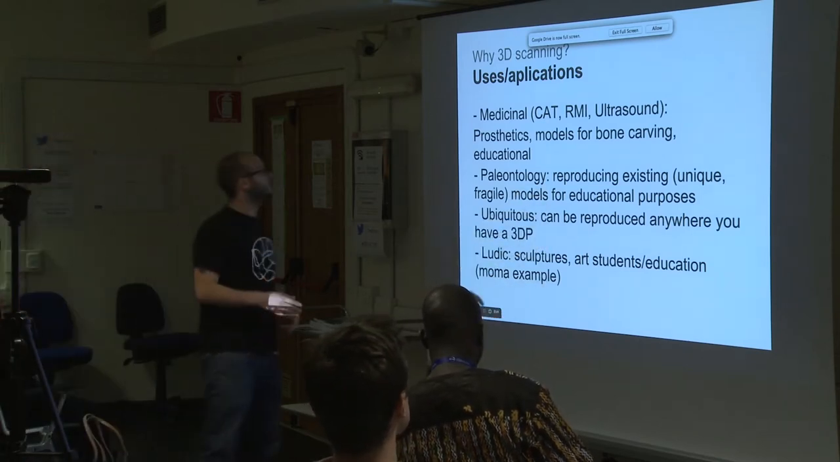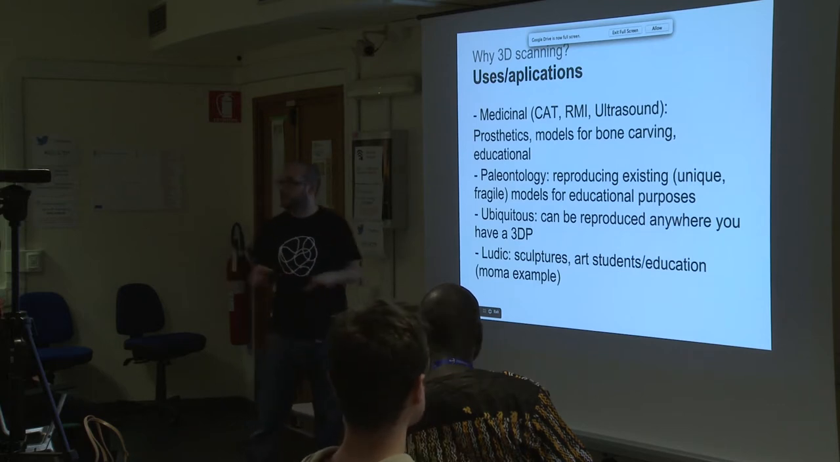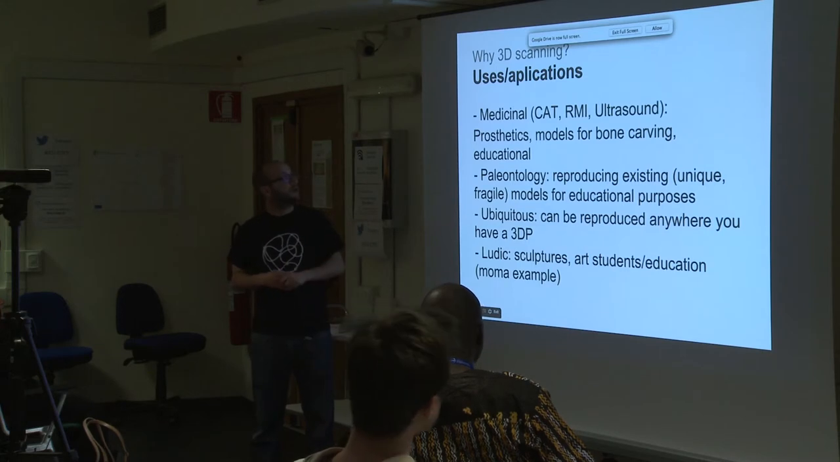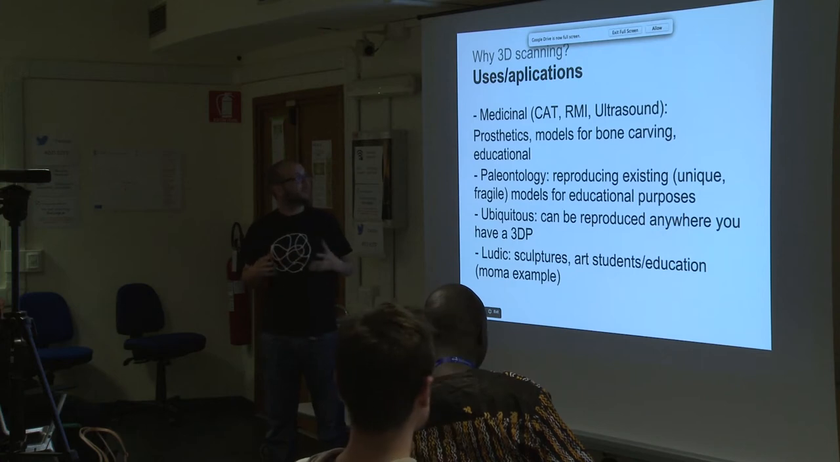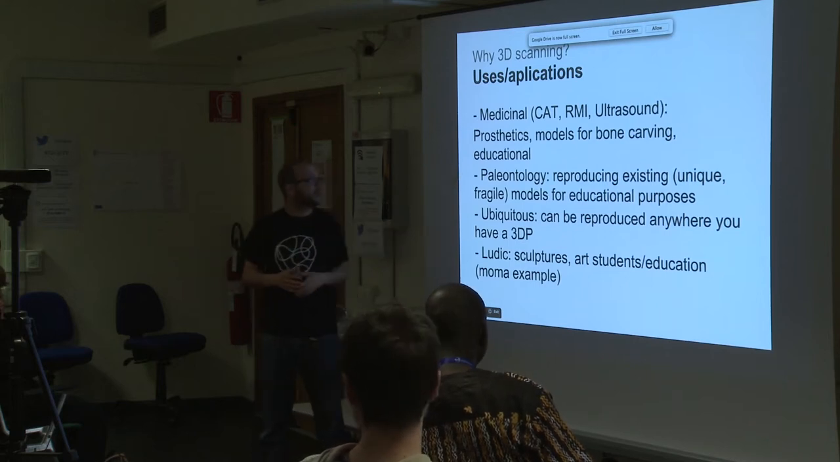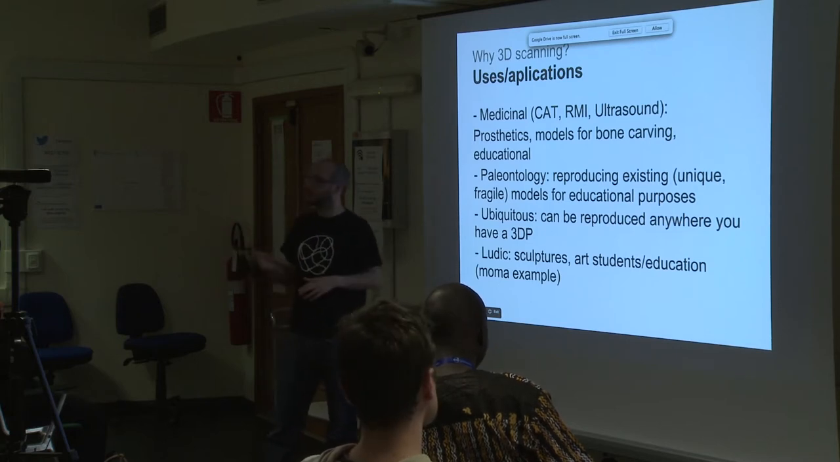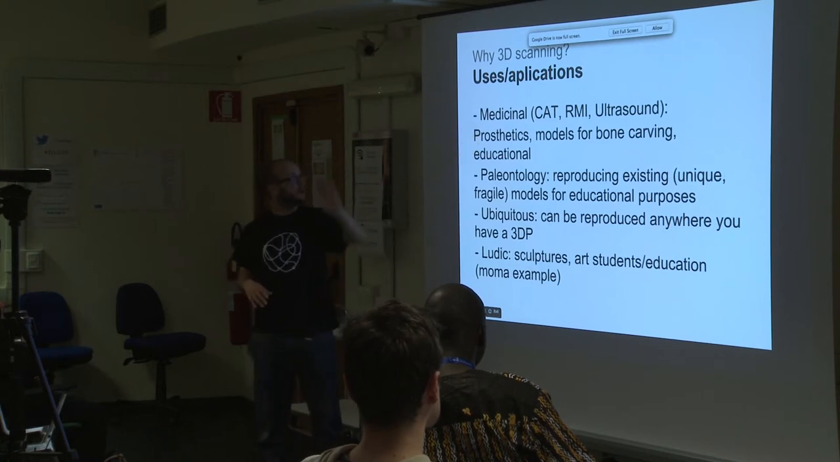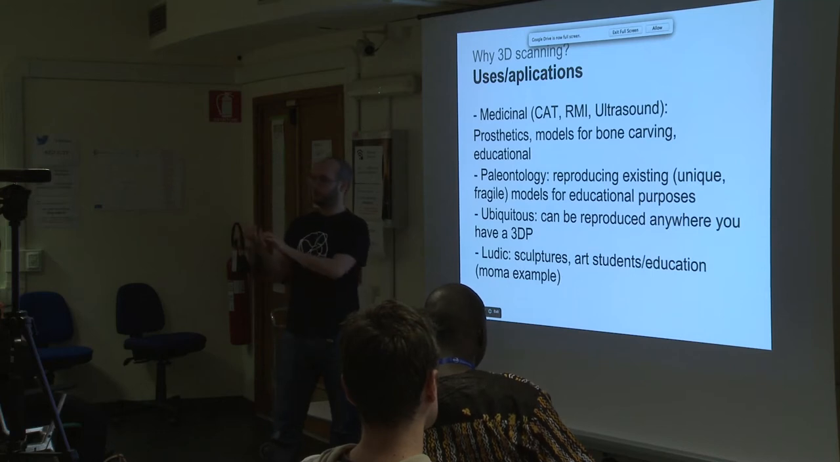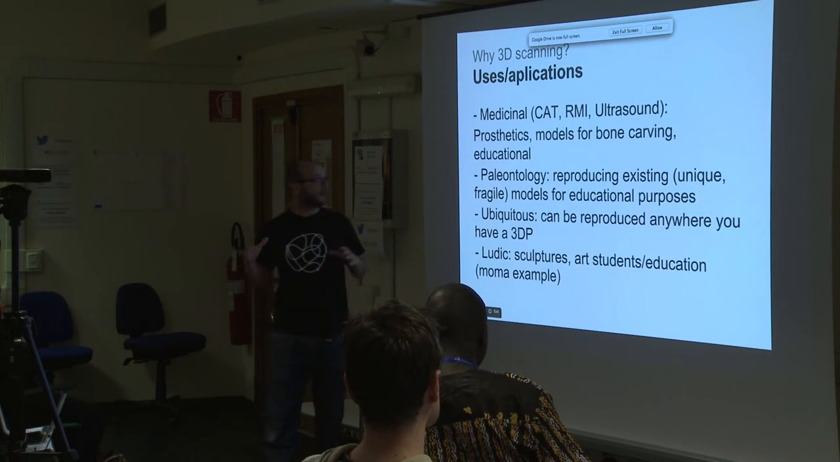The uses and applications of 3D scanning, we've gone over most of them through the course of this very intense afternoon. Some of the examples we have seen today are, of course, in the medical field, using very high-end, very professional, very expensive equipment like CAT, MRI, and ultrasound equipment as well. It's used for anything from producing prosthetic limbs or organs, to models for bone carving. Surgeons need to produce a model by hand carving from an existing piece of bone, and they use a 3D model obtained by one of these imaging systems, so they can produce the physical printed model that they will then carve. This assists them in surgery, cutting down surgery times greatly.